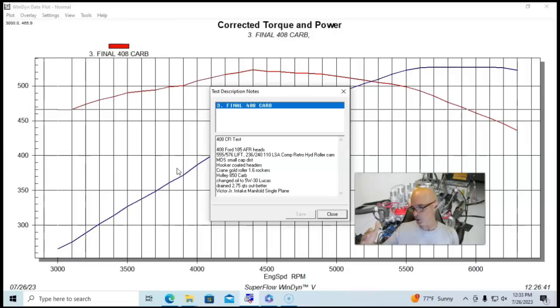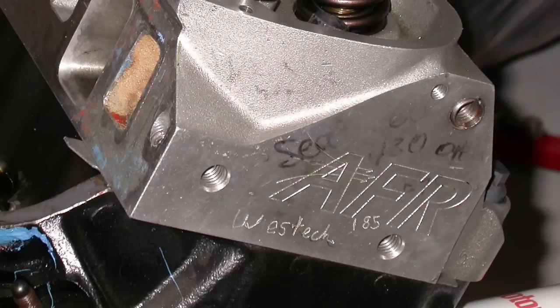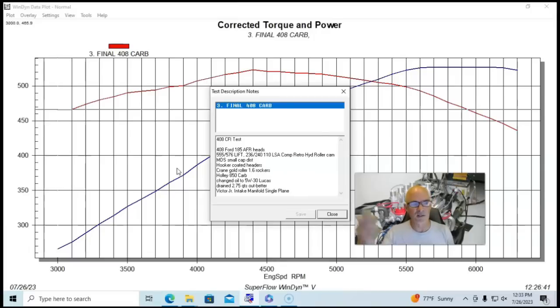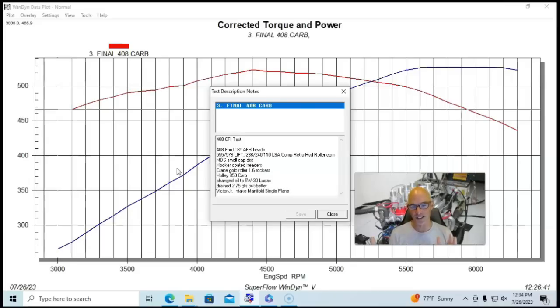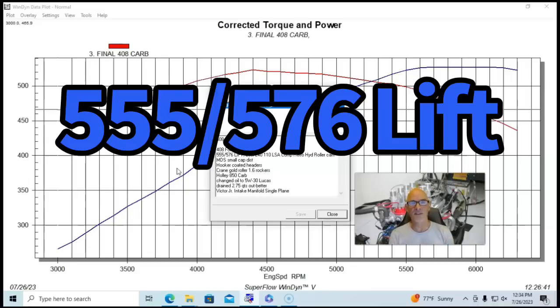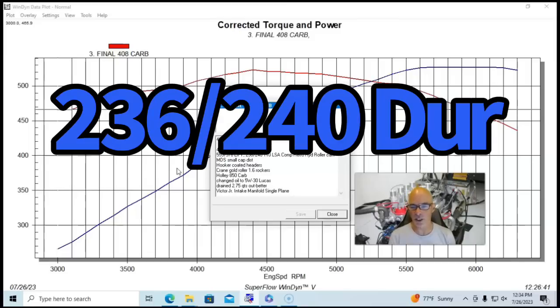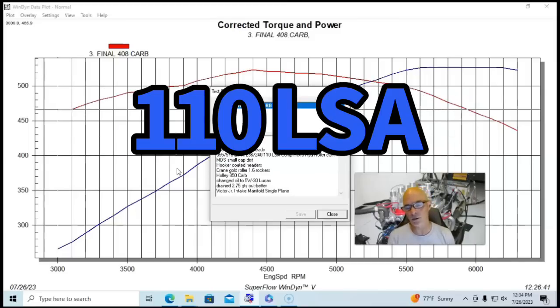This was going to be basically a street motor. Actually, I think that this was originally going to go in a Cobra or something. So this was more of a streetable 408 combination. It was run with a set of Airflow Research 185 heads. Normally we would put the bigger 205 heads on there, but the 185 heads were probably enough to support this power level. It had a decent sized camshaft in it because you want it to be a little bit cammy if you're driving around in a Cobra with side pipes on it. It was a 555, 576 lift, with a 236, 240 degree duration split and 110 degree lobe separation angle.